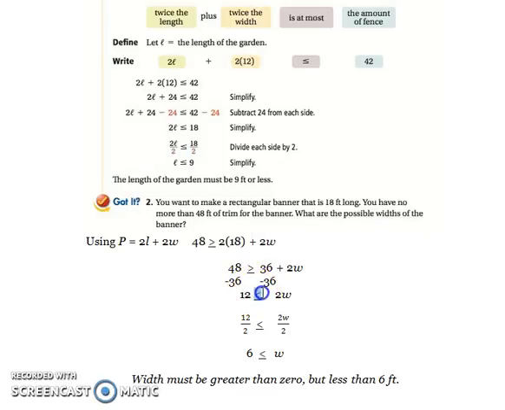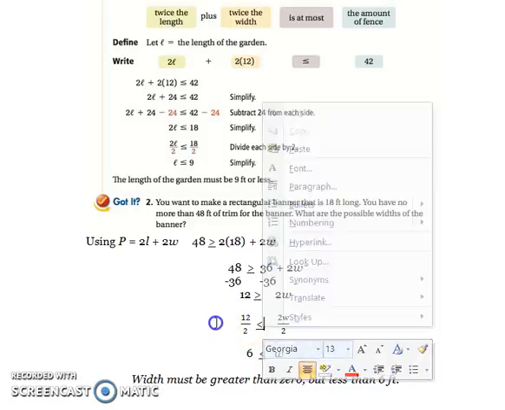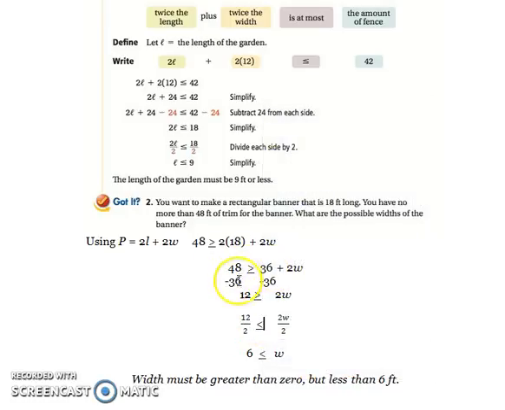There we go. Okay, so 2 times 18 is 36, so we're going to subtract that 36 from both sides. 48 minus 36 is 12. Divide by 2. So I need to fix this one and this one. Sorry about that.